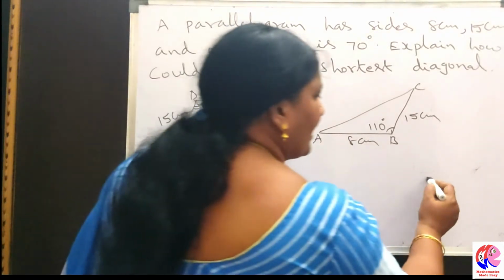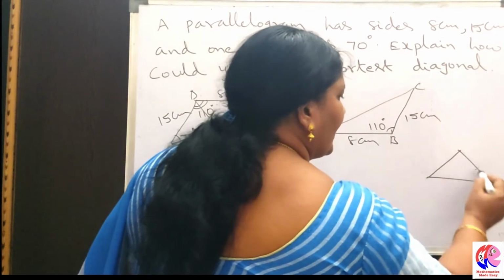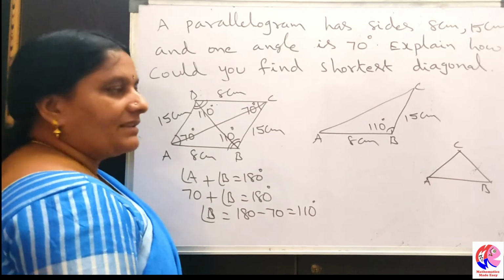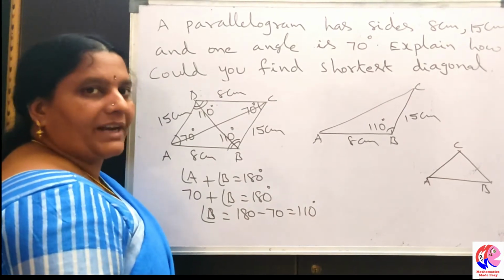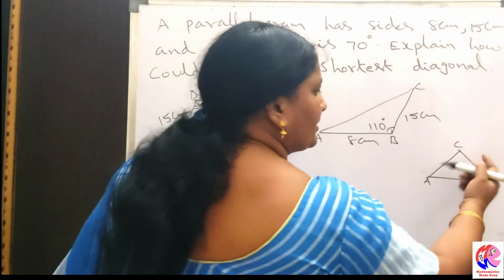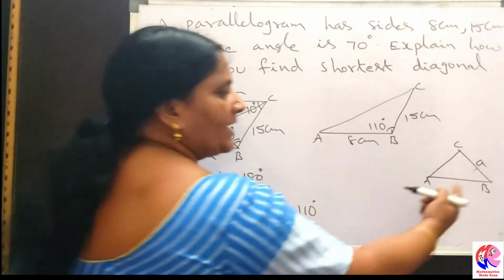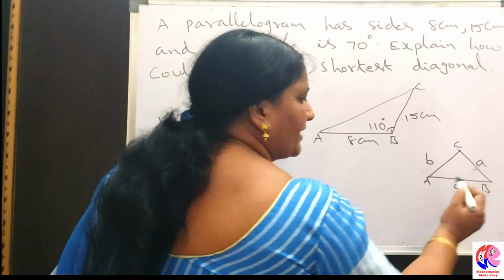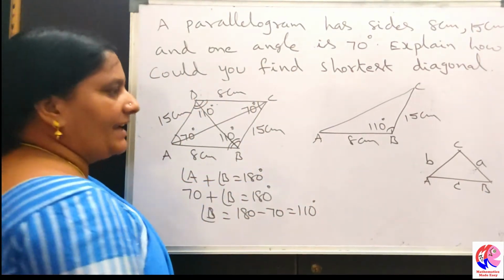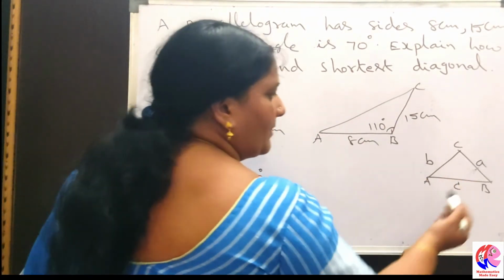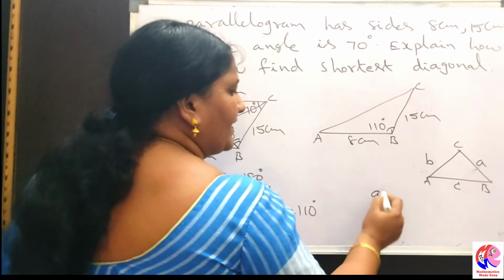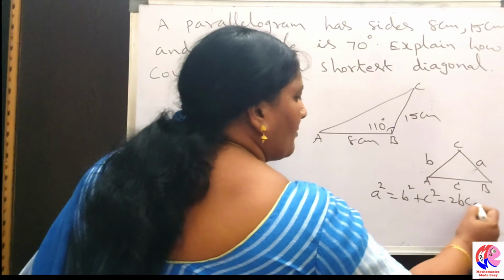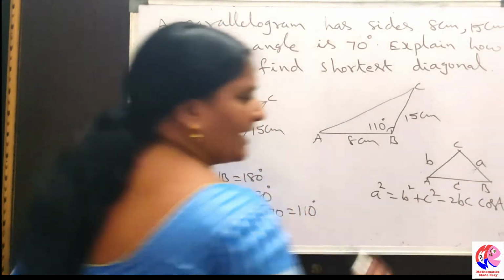Suppose a triangle ABC is given. In this triangle ABC, the sides we can represent by using lowercase letters. Side opposite to vertex A is small a. Side opposite to vertex B is small b. Side opposite to vertex C is small c. Then, suppose we are going to find the measure of a, we can apply that a square is equal to b square plus c square minus 2bc cos A.